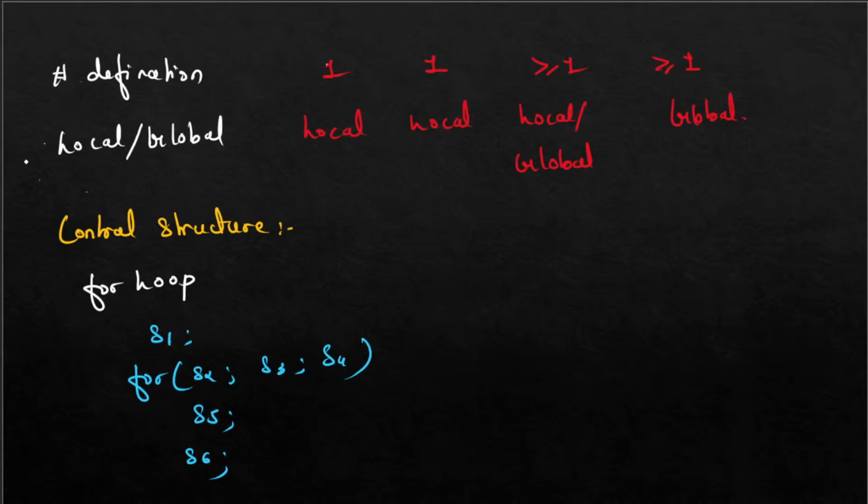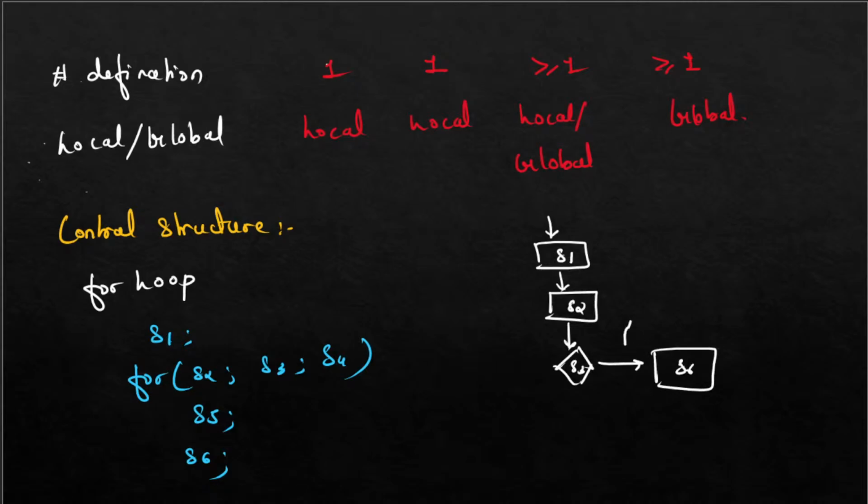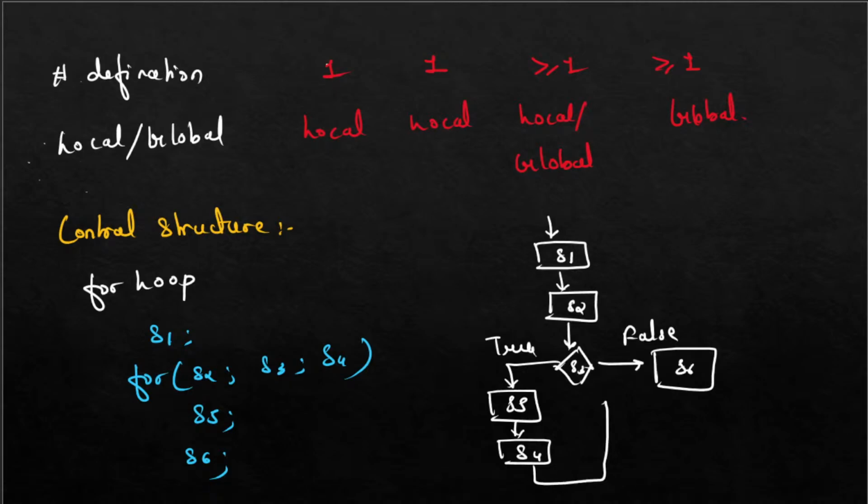So I am drawing. This is S1, this is S2, this is S3. If the condition is false, we go to S6. If the condition is true, we go to S5. After that we go to S4, and again the loop happens. Like this, the loop will be there.